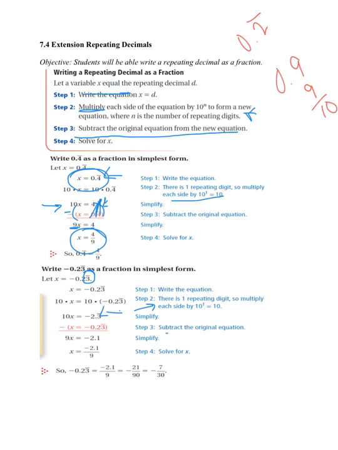It said subtract your original equation. So we're going to subtract this original equation: minus the quantity x equals negative 0.23 with the 3 repeating. This looks a little funny. When you are subtracting that quantity, you're going to have minus x, but you're also going to subtract negative 0.23 repeating. Subtracting that negative actually becomes a plus in this one.